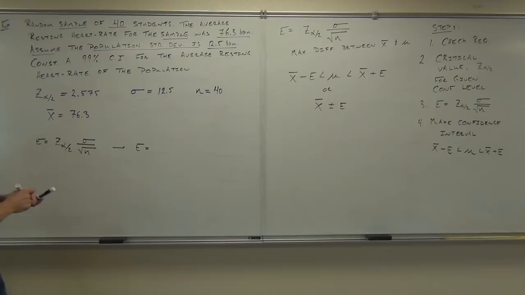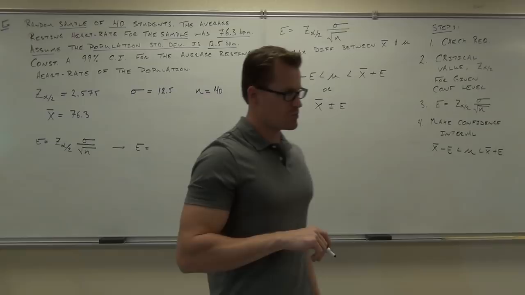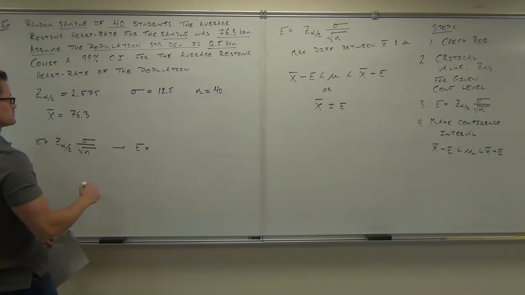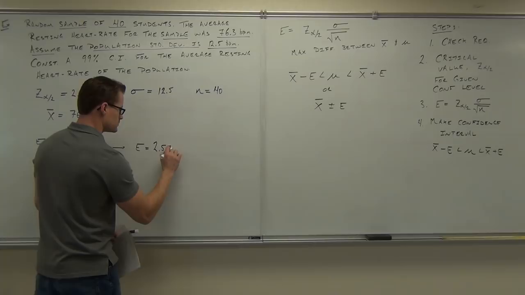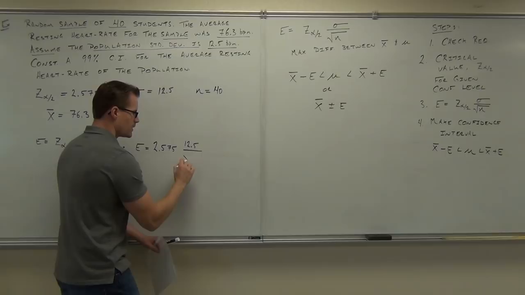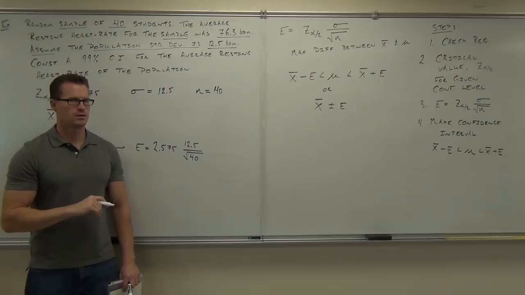So you take your critical value, you multiply that by your population standard deviation, divided by the square root, don't forget the square root, of your sample size. So we should have the 2.575. We should have a fraction. 12.5 goes on the numerator. The square root of 40 goes in the denominator. Give me a little head nod if you got that far. Good, just substituting stuff in now.